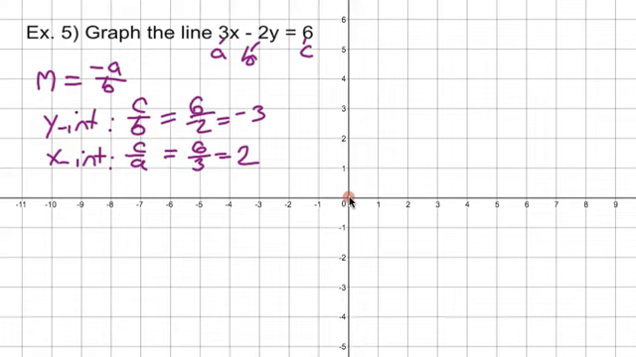So the y-intercept is -3, so I would go to -3 on the y-axis. The x-intercept is 2, and when I connect those, I have made my line.